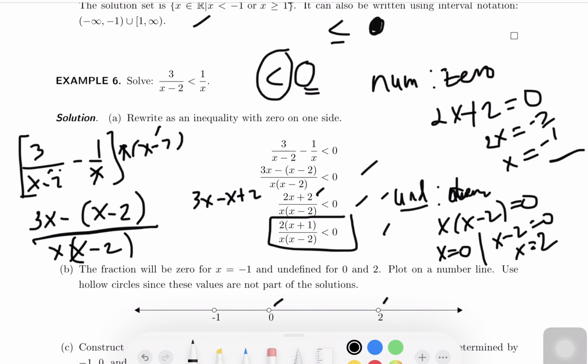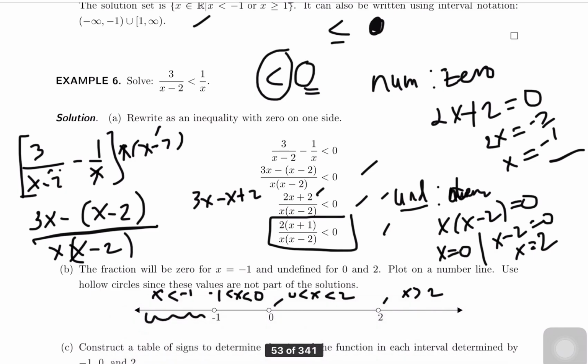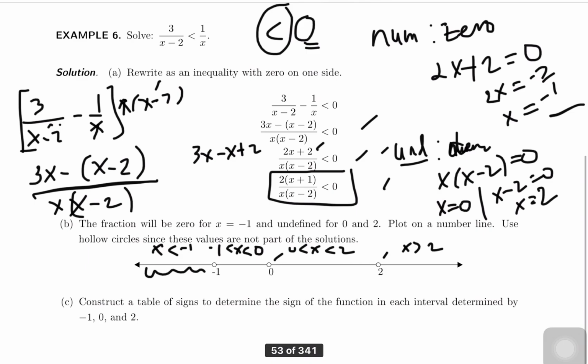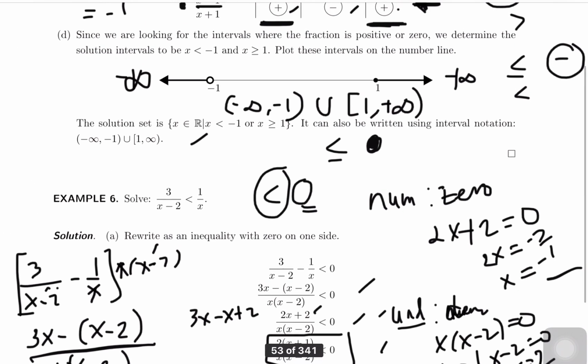Okay, so after this, the intervals. How many intervals? We have 4. This is the first interval, which will be x is less than -1. Then the next interval will be between -1 and 0. The next interval will be between 0 and 2. And the last interval will be x greater than 2. So that will be our intervals for the table.